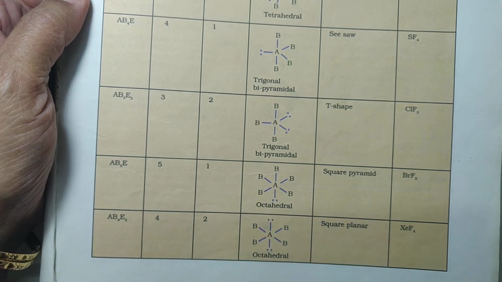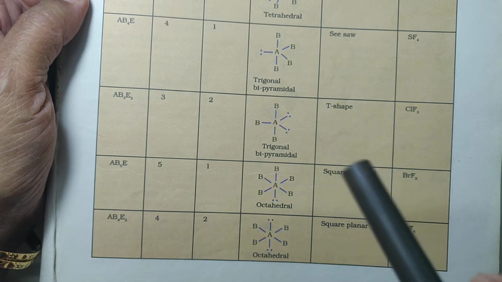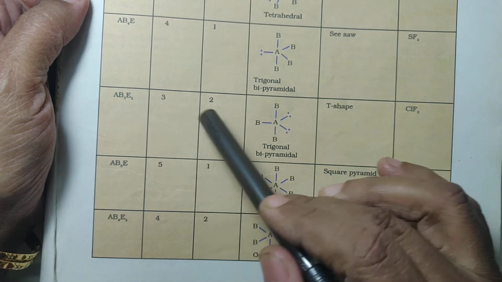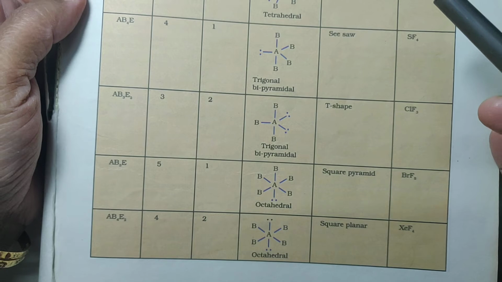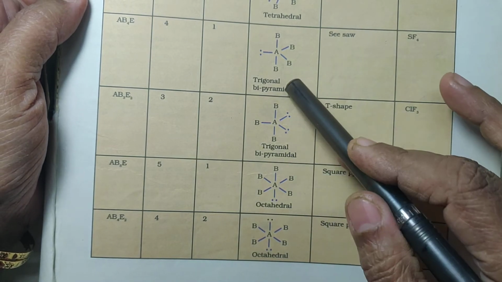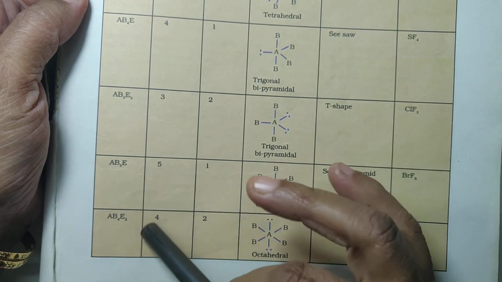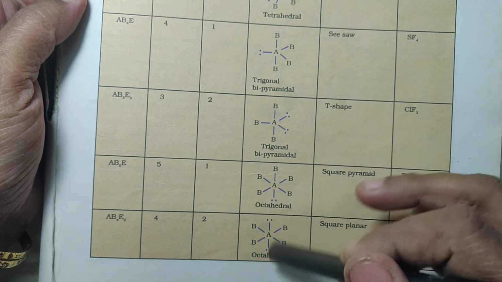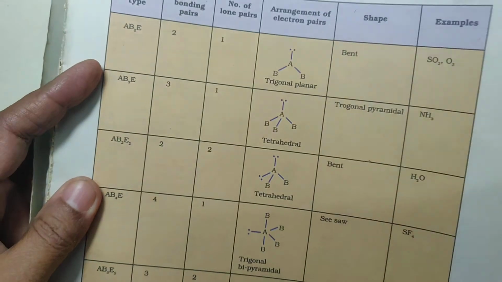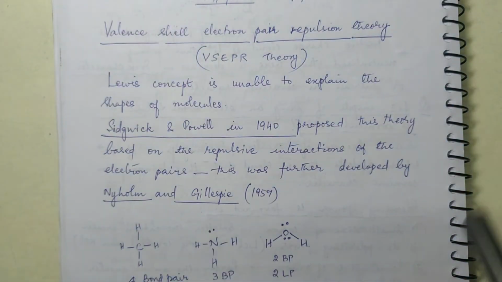6 means octahedral, right? 5 means trigonal bipyramidal. 5, whether it is 3 plus 2 or 4 plus 1, it will be trigonal bipyramidal. And if it is 6, 5 plus 1 or 4 plus 2, then it will be octahedral. So this is about valence shell electron pair repulsion theory. You need to understand this very clearly.